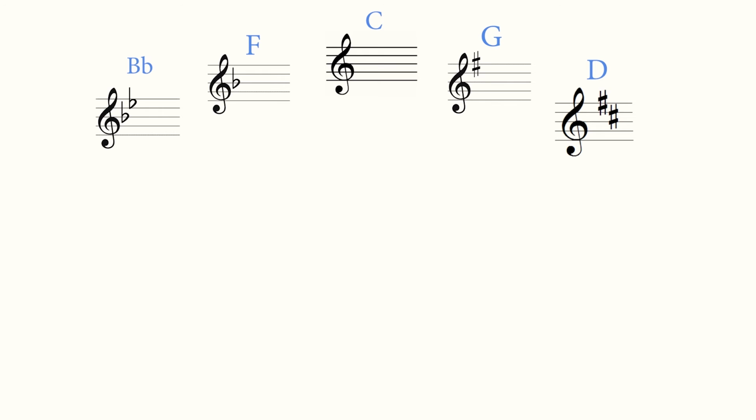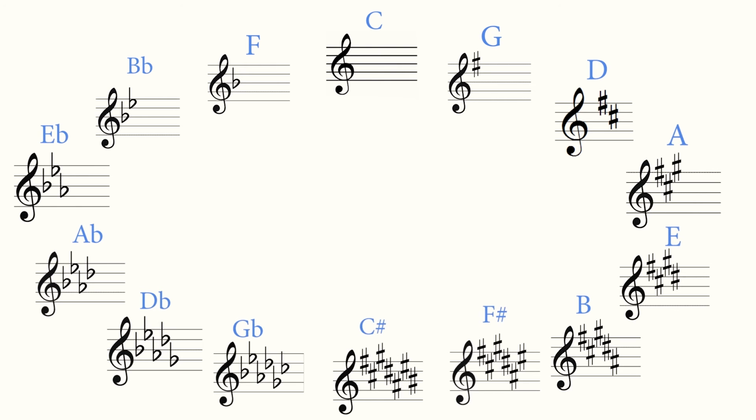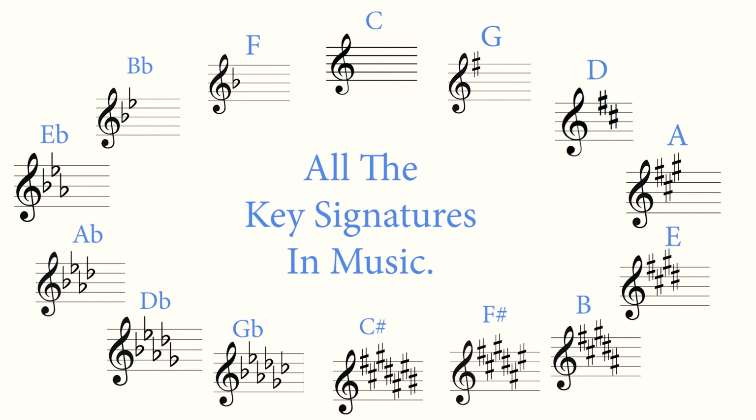So if we start in the middle, you can see that we have no sharps or flats in C. And then if we go to the side of that, we've got F with 1 flat, and the other side, G with 1 sharp. And then step over again, B flat, 2 flats. Step over again the other side, D with 2 sharps. And then we keep going out like that, adding 1 more each time. And they are all of our key signatures. That's them.